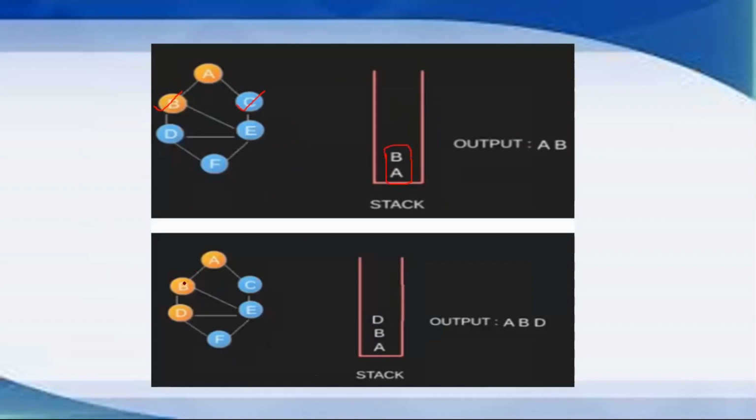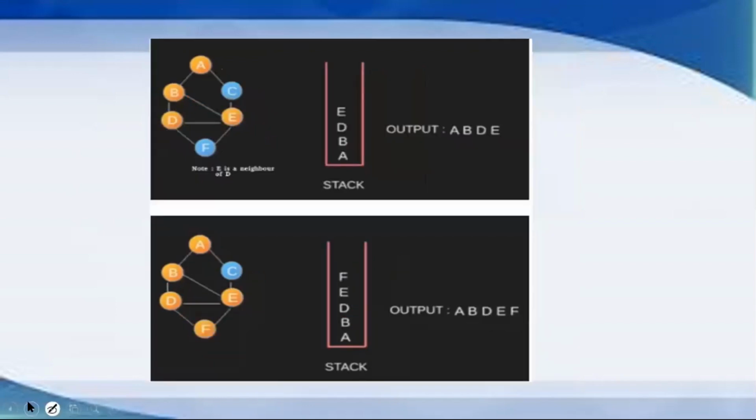Now adjacent unvisited nodes of B are D and E. So I can choose any one, D or E. So I am choosing D here. So D is pushed into the stack, right? Then I have an option, either I can choose E or I can choose F. So adjacent nodes of D are E and F. So here I'm choosing E, so I'm pushing E into the stack.